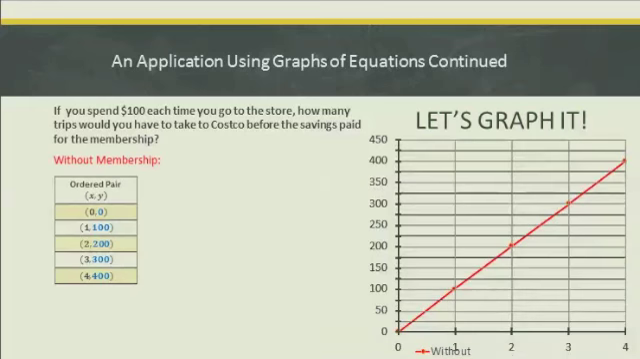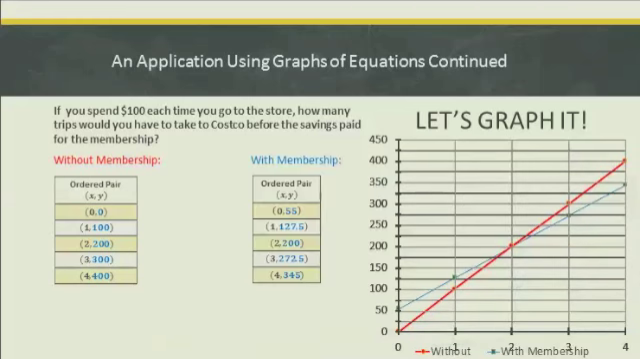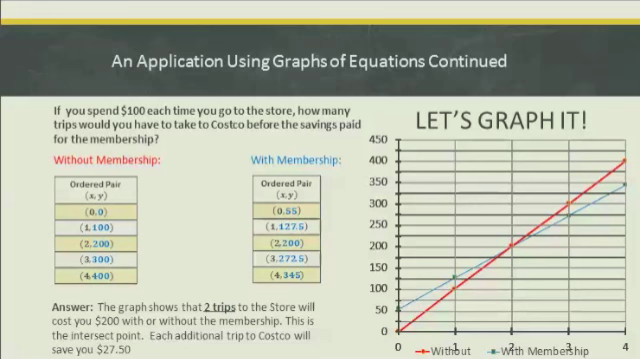You can see that without the membership, each trip to the store will cost you $100. With the membership, each trip to the store will save you $27.50. The graph shows that 2 trips to the store will cost you $200 with or without the membership. This is the intersect point. Each additional trip to Costco will save you $27.50.